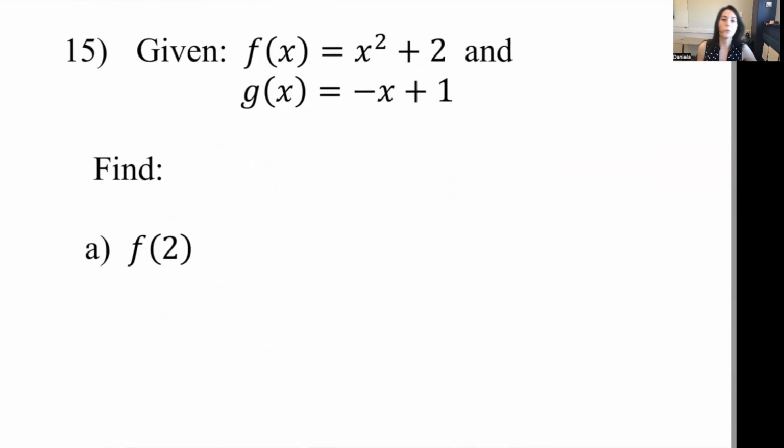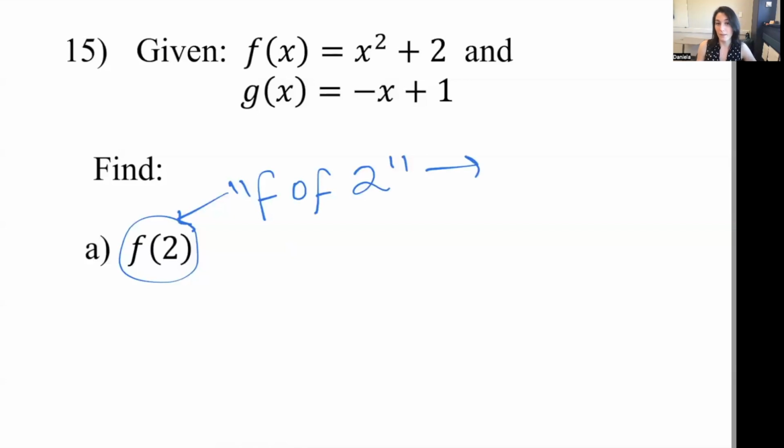So now we're given 2 functions. We'll call the top one the f function and the g function on the bottom. So again, math is a language. First of all, this does not say f times 2. This says f of 2. And what the heck does that mean in math language?